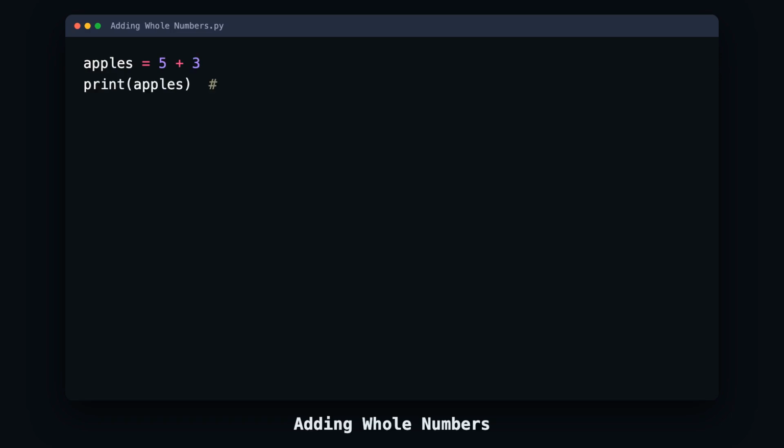Welcome to Chapter 2, where we dive into numbers and math in Python. We will start with integers, which are whole numbers without a decimal point. On line 1, we create a variable named apples and assign it the value of 5 plus 3. We then print the result to see the sum. A common mistake here is wrapping the numbers in quotes, which turns them into text instead of doing math.